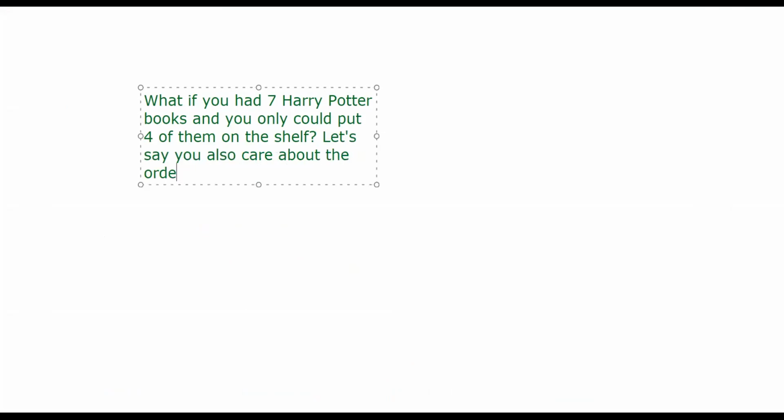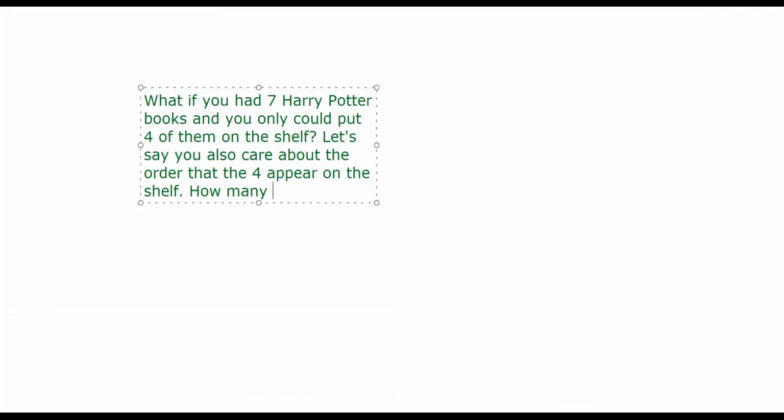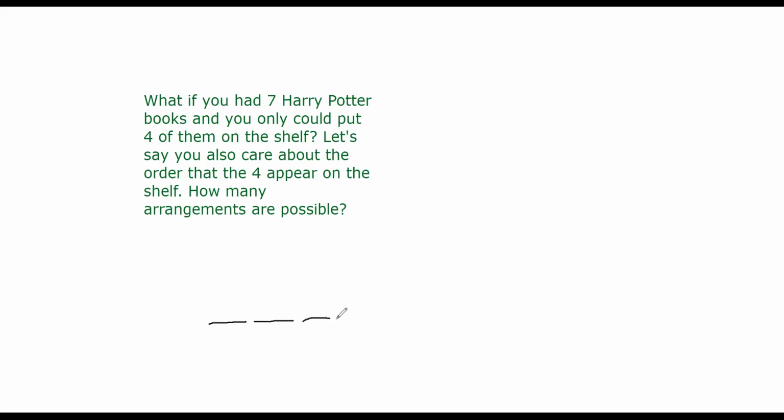But what if you had 7 Harry Potter books and you only had space to put 4 of them on the shelf? Let's say you also care about the order that the 4 appear on the shelf. How many arrangements are possible then? Well, now, instead of having 7 total slots, we only have 4 because we only have 4 spaces on the shelf.